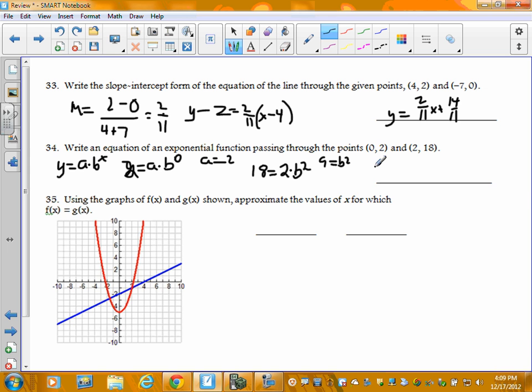And so when I plug both of these points into y equals 2 times 3 to the x, I should get solutions. Let's see if it's true. So I plug in a 0. That's 2 times 1, which is 2. That gives me that number. Now I'm going to plug in a 2. 3 squared is 9, times 2 is 18. So sure enough, there's an exponential function that goes through those 2 points right there.